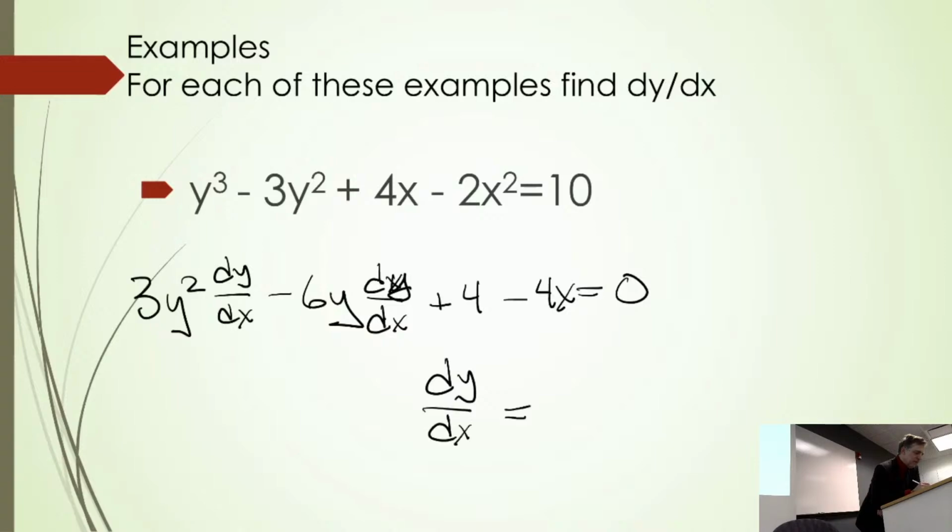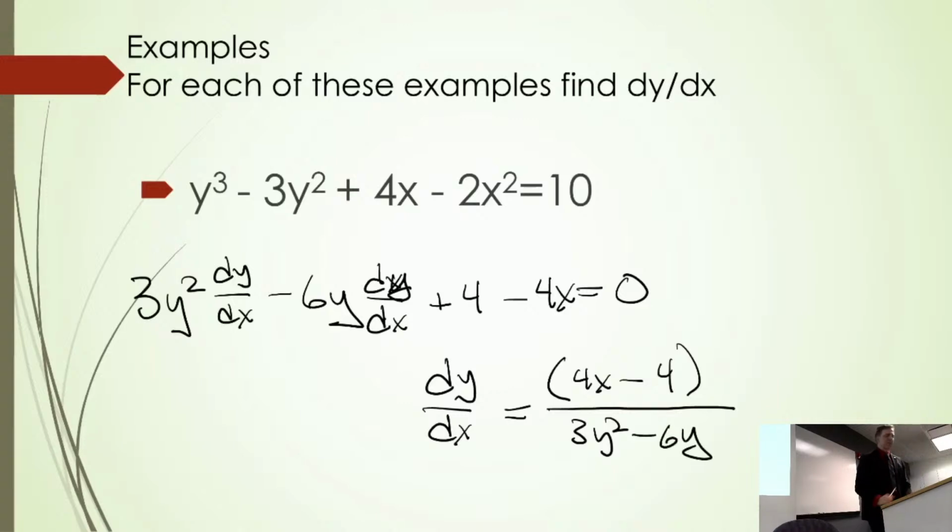Look at this. I can skip lots of steps, can't I? This is going to be 4x minus 4 all over 3y squared minus 6y. Impressive, right? But there it is. You probably could factor some stuff out.